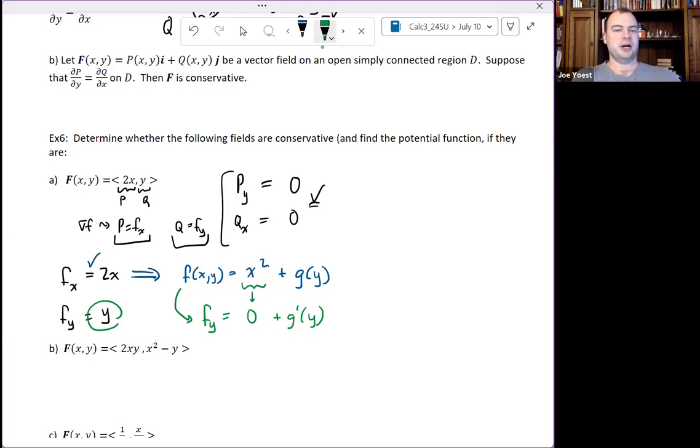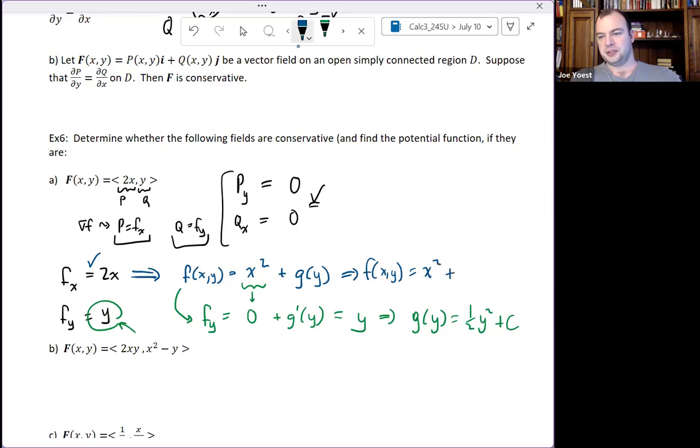So on one hand, from my model, fy equals, well, just g prime of y. But on the other hand, from my problem, fy has to equal y. Well, now I know that g prime of y equals y. So g of y has got to be 1/2 y squared plus an actual constant in this case, which is just actually a number. So g of y has to be 1/2 y squared plus c, which tells me that f of xy has to be x squared plus 1/2 y squared plus some c, where c now is actually just a number.